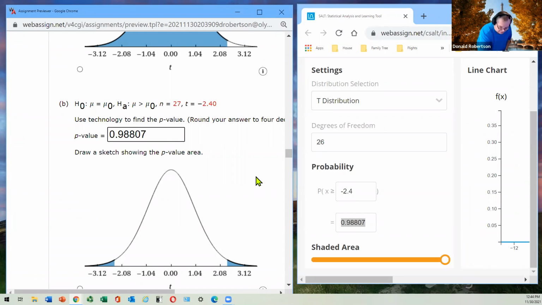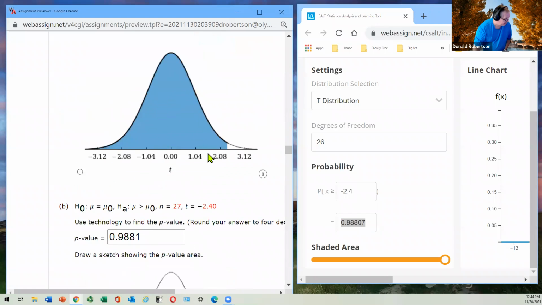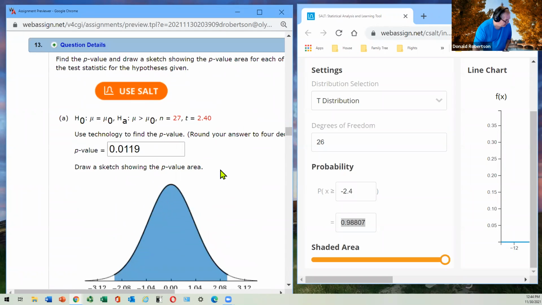Would you agree that that is not very good evidence? Would you agree if I got a p-value of that, I would be saying, you don't have evidence that it is bigger than this value? On the other hand, would you agree that this is pretty good evidence? Isn't that a nice small p-value?